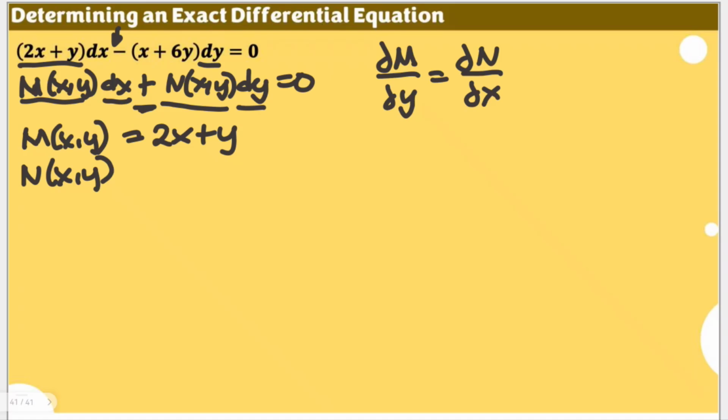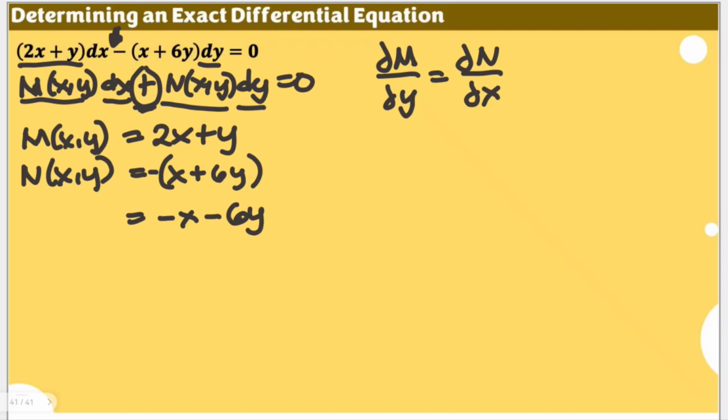This means that the function N(x,y) is not x plus 6y, but more importantly, it is negative of the same quantity, because this is under subtraction and our general equation is plus. This would mean N(x,y) can be written as minus x minus 6y.